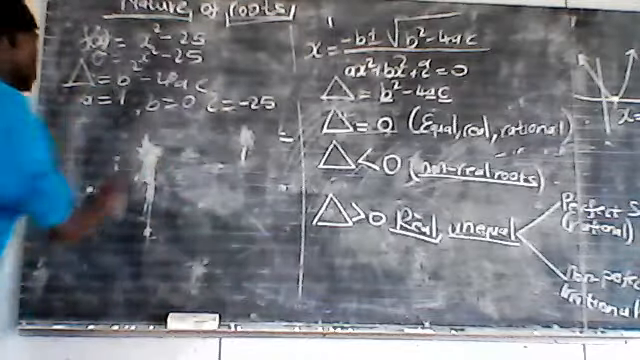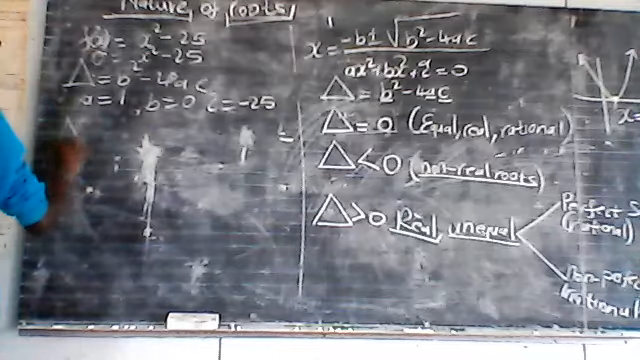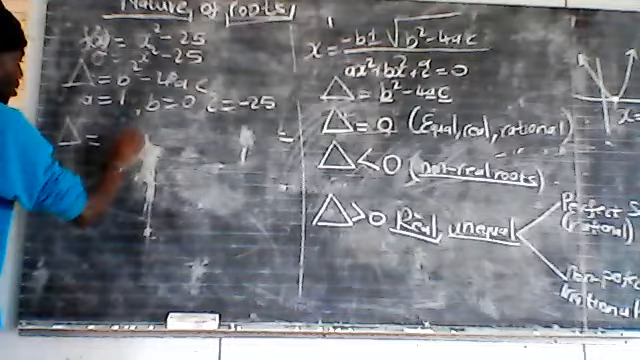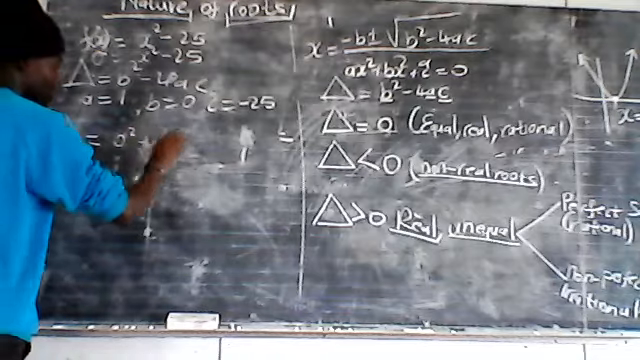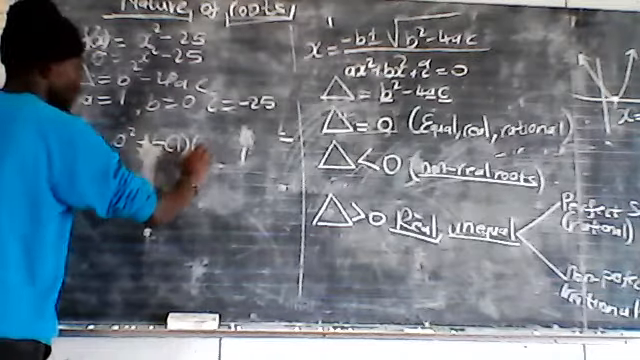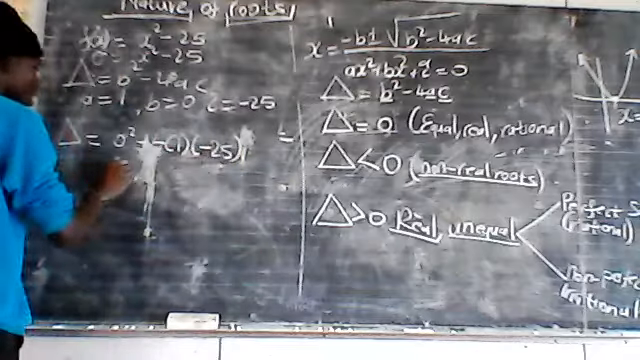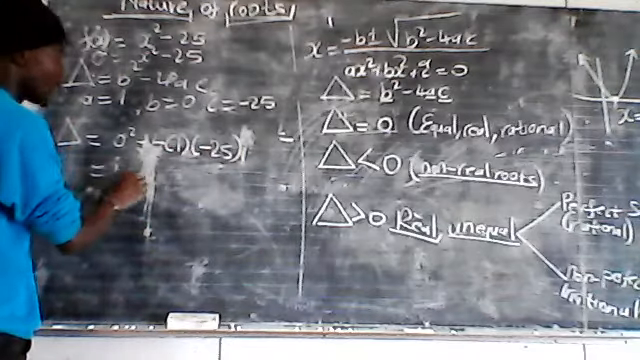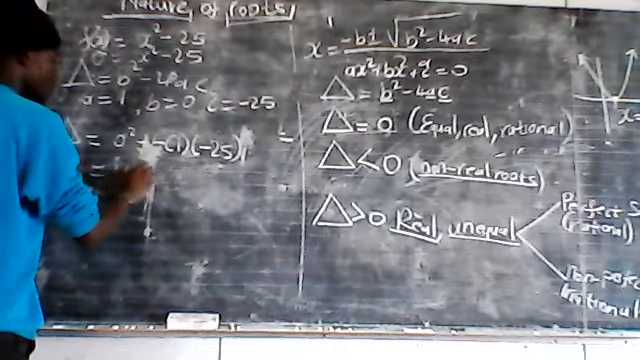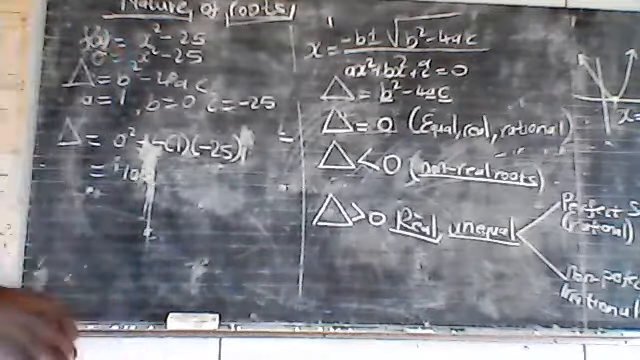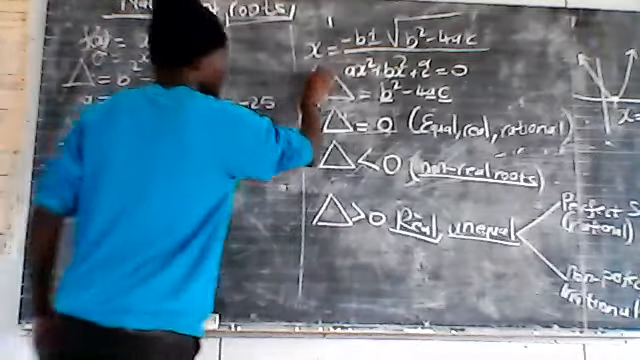So let's come to the actual calculation of what our delta is in this case. Our b is 0 squared minus 4 into what is our a? It's 1. What is our c? It's minus 25. If you work this out, I'm sure you'll come up with an answer of positive 100.